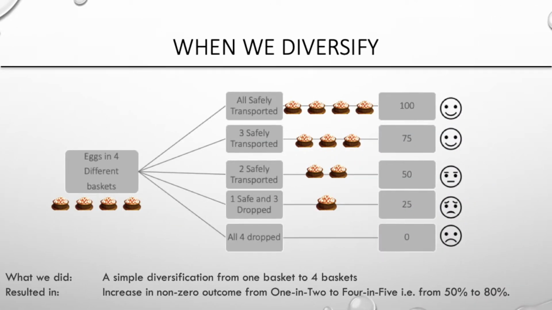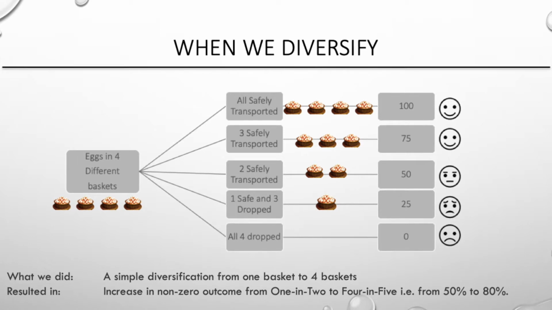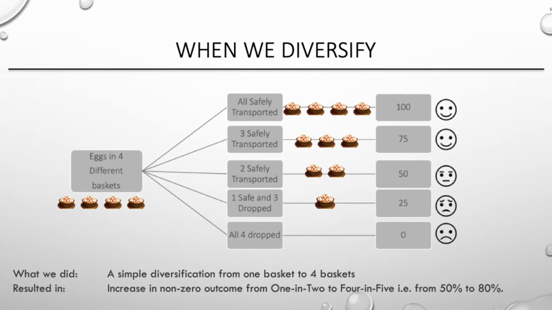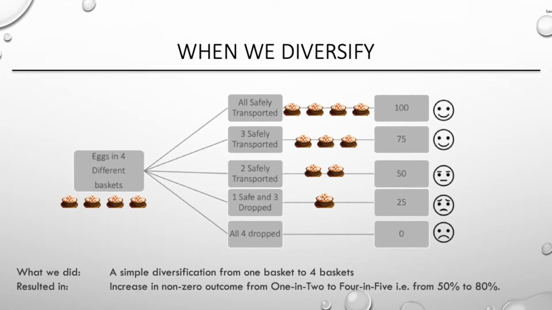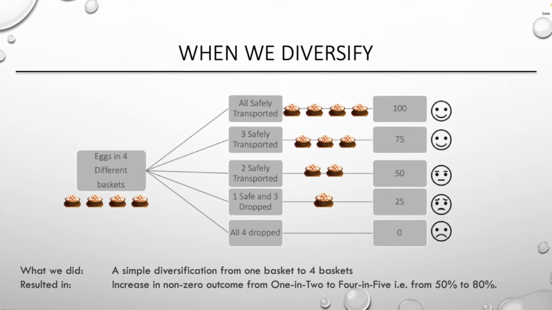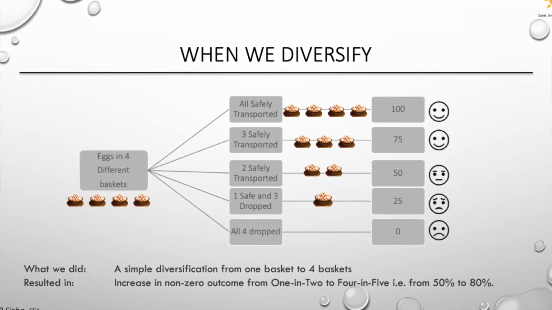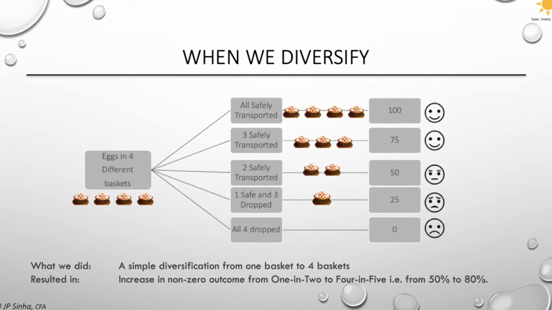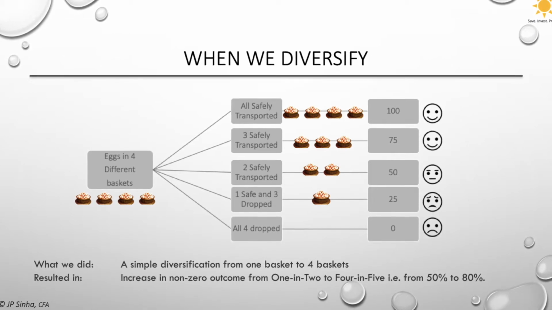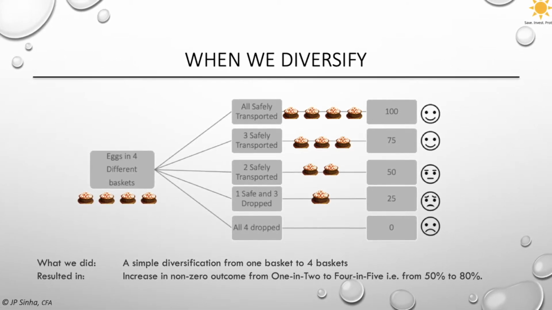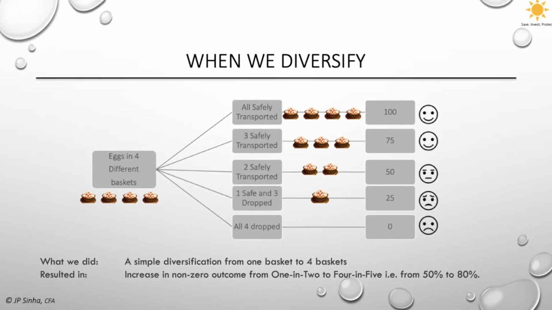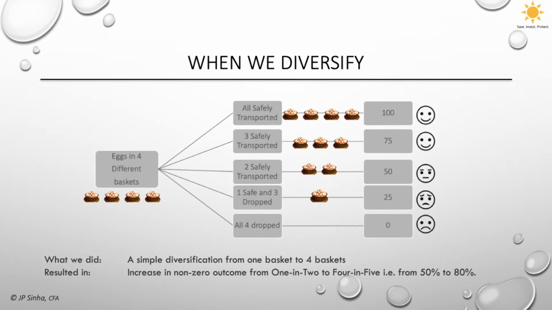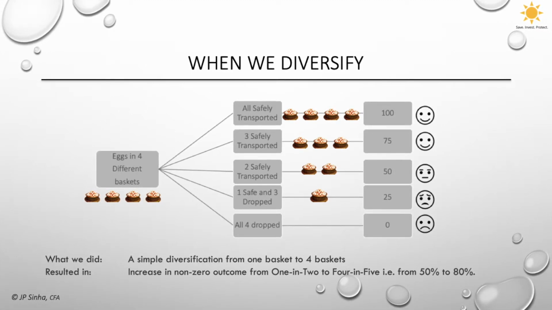Now with 4 different baskets, obviously the outcomes are also now many. There could be all the baskets are safe, 3 are safe, 2 could be safe, 1 only can be safe, or all 4 falling irrespective of taking all the necessary precautions. But now instead of just 2 outcomes of 0 or 100, we have now 5 outcomes of 0, 25, 50, 75 or 100. This simple exercise has enhanced the possibility of your non-zero outcome from the first 1 in 2, that is 50%, to now 4 of 5, that is 80%.